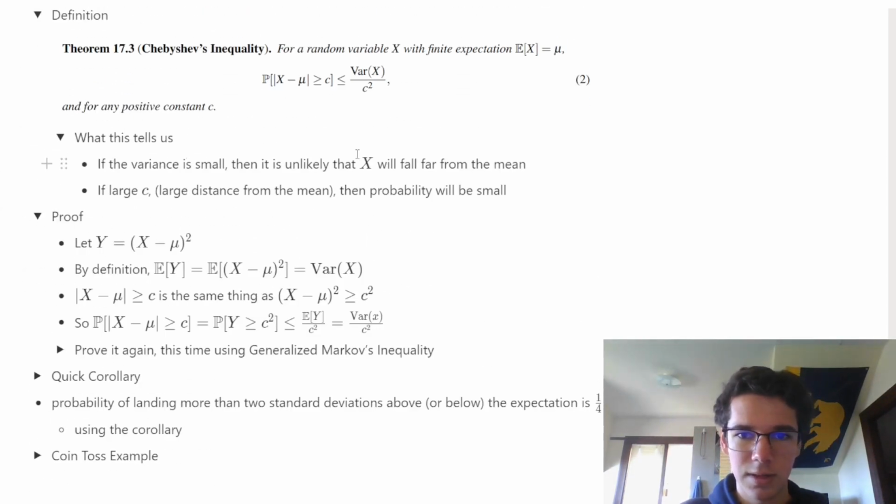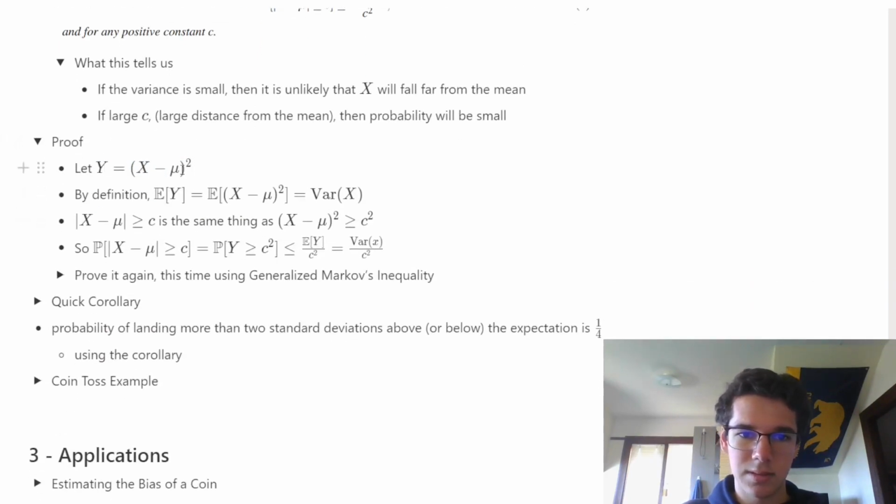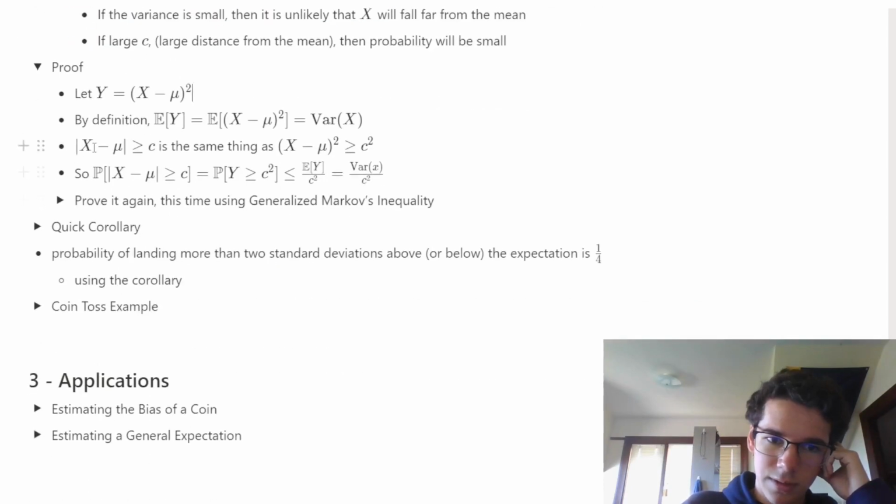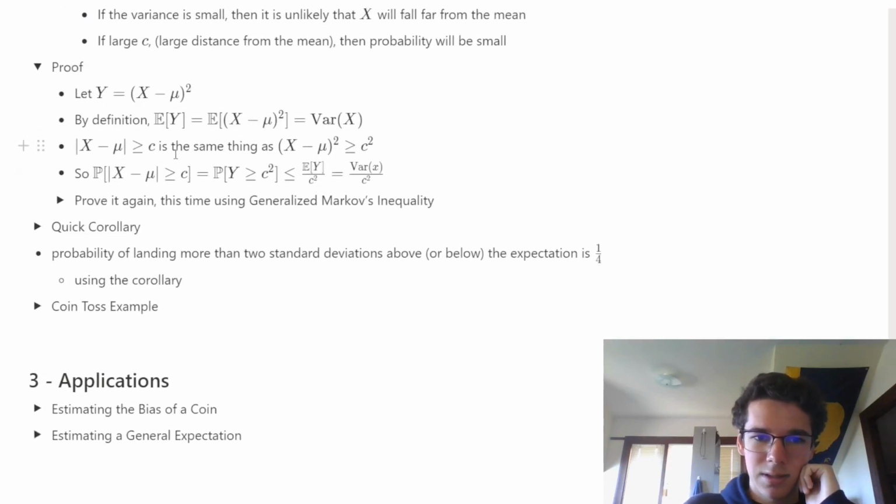Let's get into the proof. We're going to define our random variable y as being equal to x minus mu, squared. By the definition of variance, the expectation of y would just be equal to the variance of x. Something to note is that the absolute value of our random variable minus mu being greater than or equal to c is saying the same thing as squaring both sides, so it's greater than or equal to c squared.